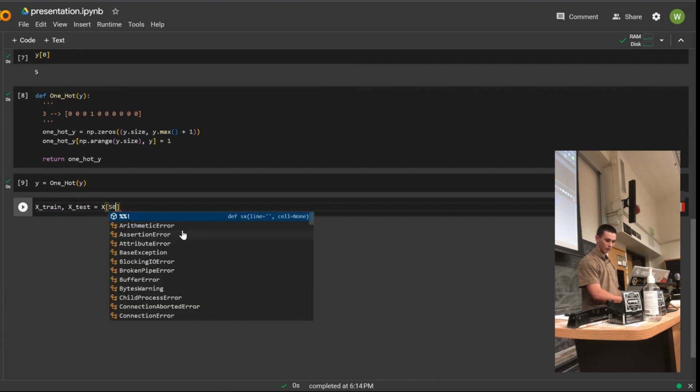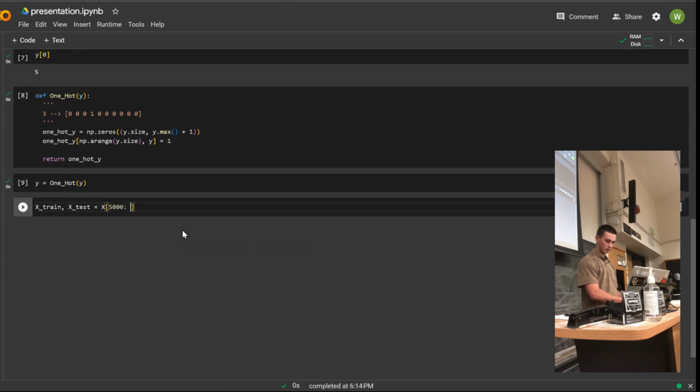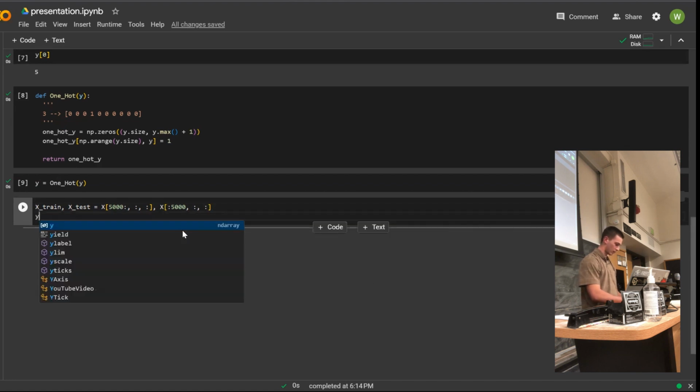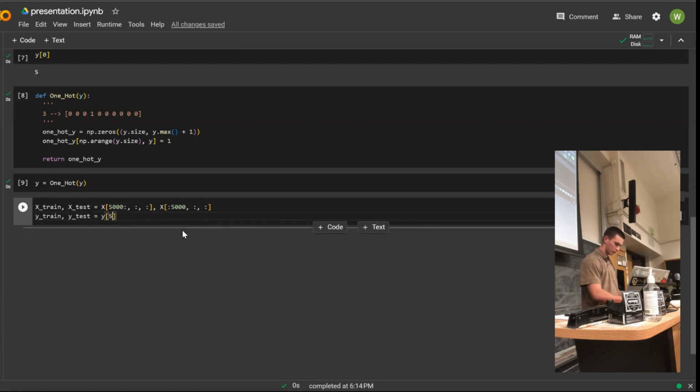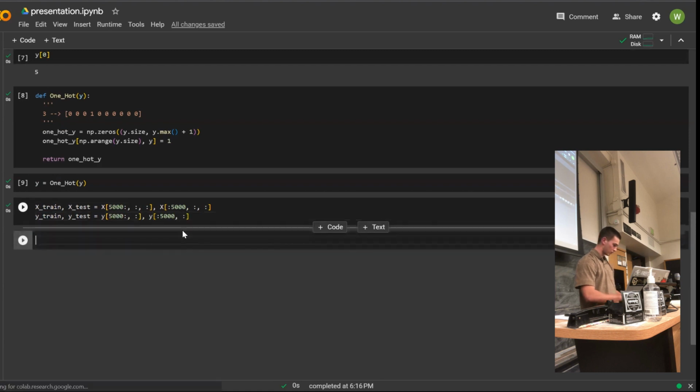Okay. So I'm going to take the last 5,000 data instances and make that our training set. And the first 5,000 is going to be our test set. And then I'm going to do the same for y. Okay, so that wraps up our initial data pre-processing. Now let's start building the neural network.